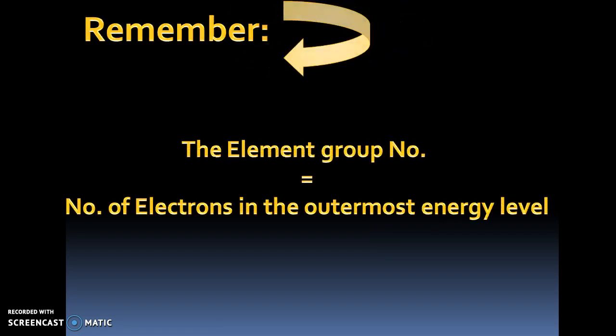Remember too, the element group number equals the number of electrons in the outermost energy level. The number of electrons in the outer energy level tells you the group number. If the outermost energy level has 5 electrons, for example, the element group number will be 5. And you can identify 5B or 5A and so on.